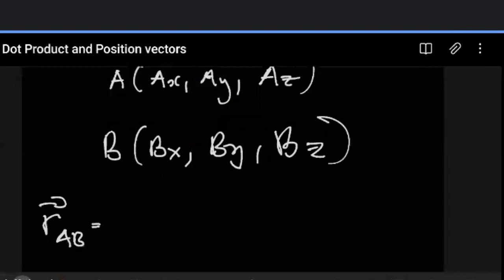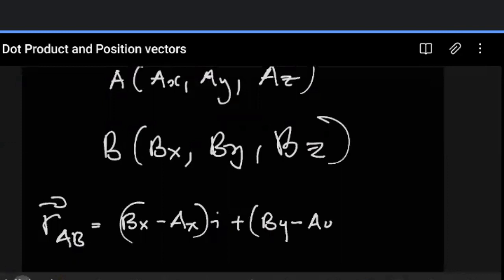So this is going to be BX minus AX. This is going to give you I. Then plus BY minus AY. This is going to give you J. Then just like that, you have BZ minus AZ. This will give you K. Now, this is one way of doing it.